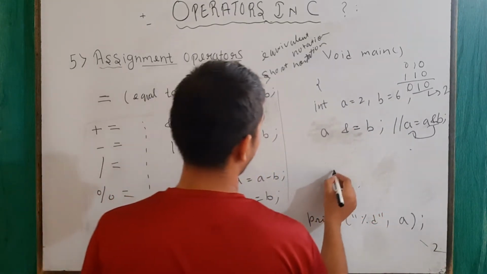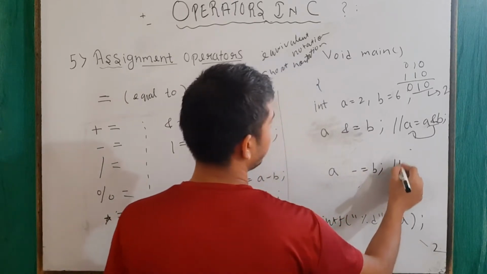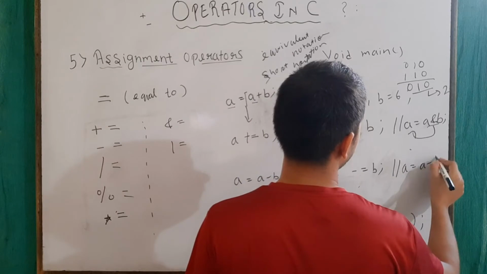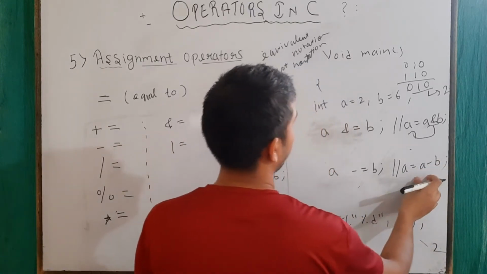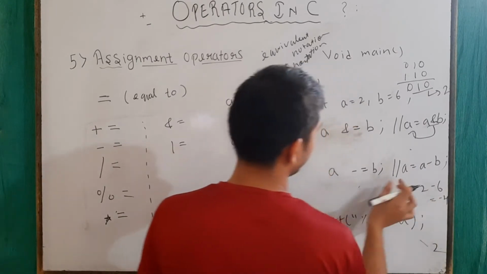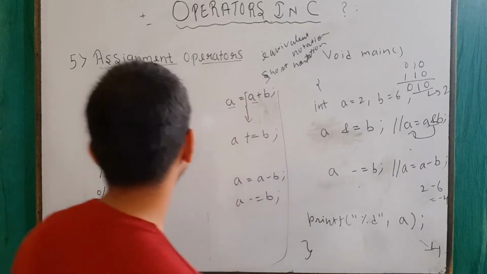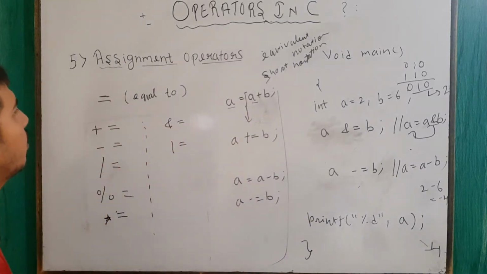Okay, similarly if I do a minus equals b, it means that a equals a minus b, right? Now a is 2 and b is 6, 2 minus 6 is minus 4, so a will become minus 4 and our output will be minus 4. So this is how we use the assignment operators.